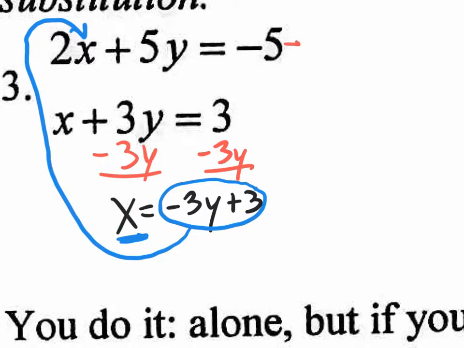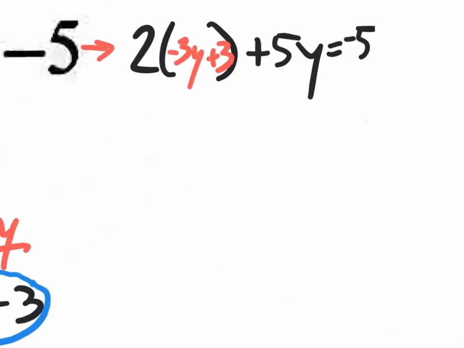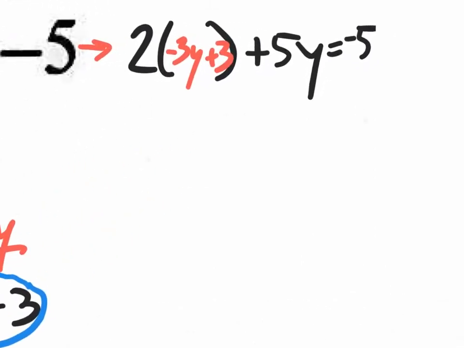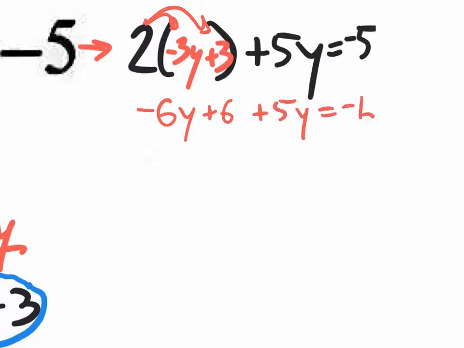Let's continue drawing arrows. 2x, but instead of 2x, I'm going to put 2 parentheses. And in the parentheses, I'm going to put negative 3y plus 3. And then we have plus 5y equals negative 5. So what we have over here is a single variable equation that we could solve. Let's distribute 2 times negative 3y, that's negative 6y. 2 times 3, that is 6. Bring down the plus 5y, bring down the equals negative 5.